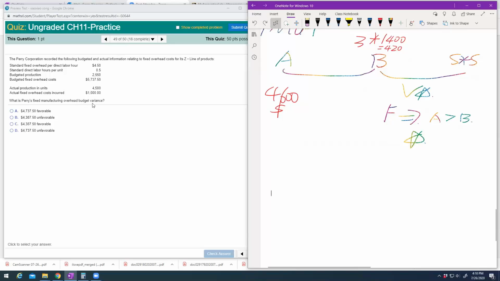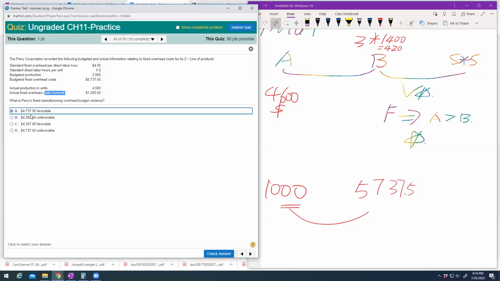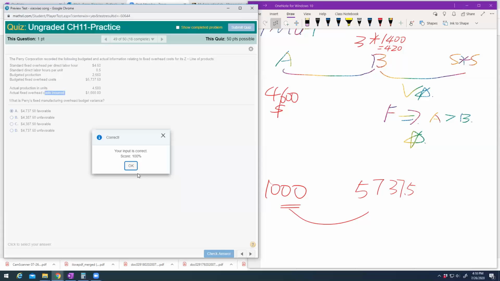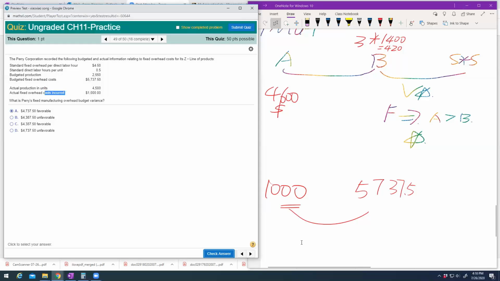Asking about the overhead budget variance. So very similar: actual and budget. The difference is called budget variance. We said the actual fixed cost is 1,000, so you just put 1,000 there. The budgeted fixed cost is 5,737.5. So budgeted is almost 6,000. You actually only have 1,000, so you will have a favorable, right? So you will have a favorable 4,737.5. That's it. You just need to get the actual and then the budget.